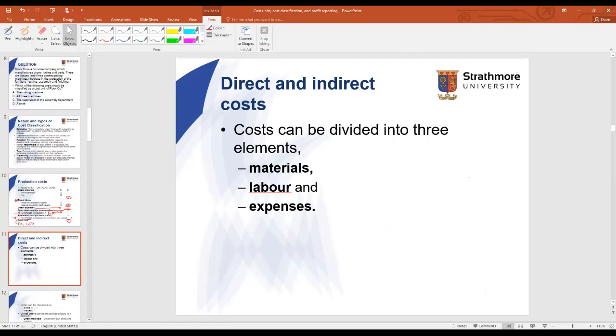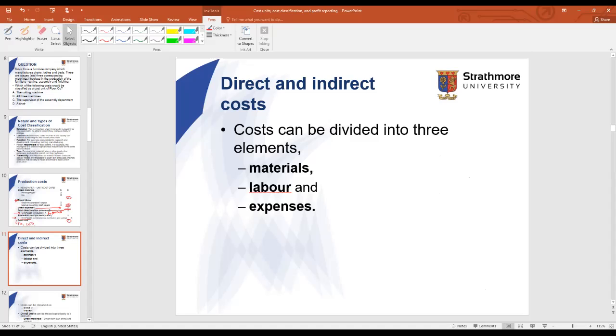So you see that you can classify the cost as either direct or indirect, based on whether it is possible to trace the cost directly to the product or the service. You can have material, labor, as well as expenses. Therefore, we have direct material cost and indirect material cost. The same applies for labor and for expenses.